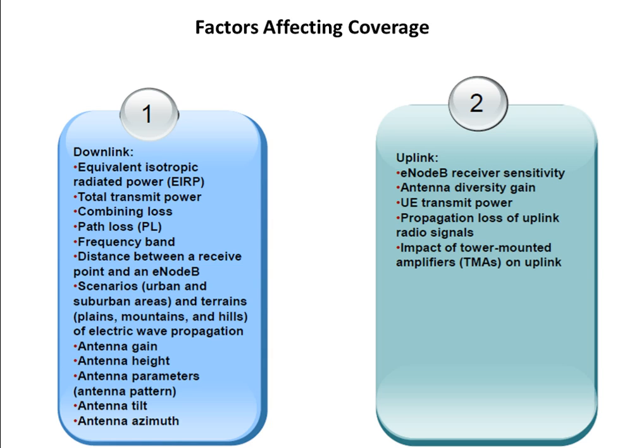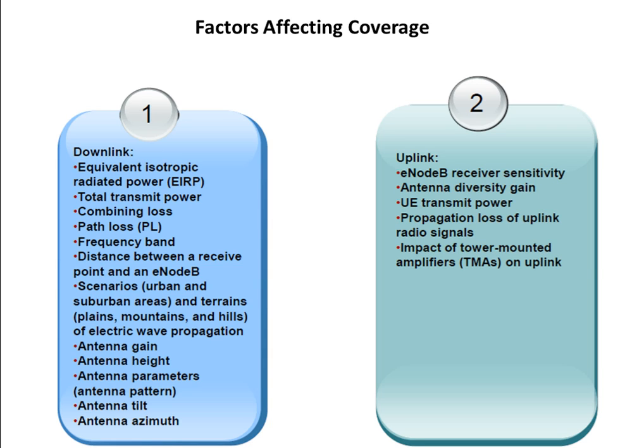receive point and the eNode B, the scenarios, urban and suburban areas, and the various categories of the terrains defined as a part of the channel propagation model. The gain of various antennas, the height of antennas, various parameters related to antenna like the antenna pattern, front to back lobe ratio and gain, etc. The tilt configured and the azimuth configured for the antenna.